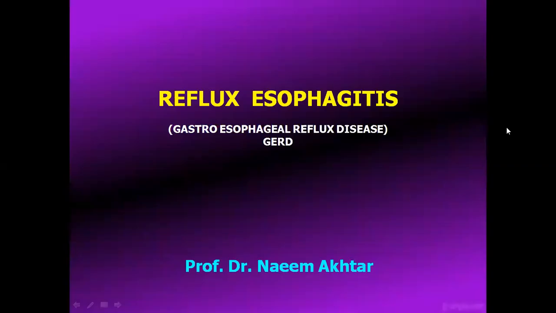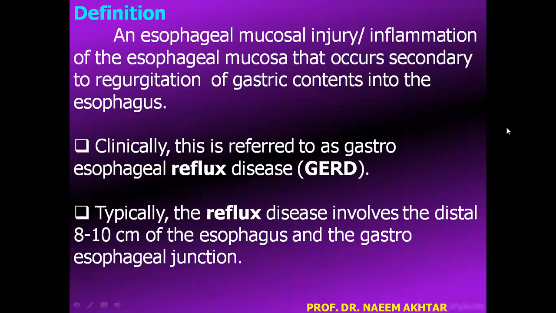The second disease which is going to be discussed now is reflux esophagitis. This is also named gastroesophageal reflux disease, commonly known as GERD. GERD is an esophageal mucosal injury or inflammation of the esophageal mucosa that occurs secondary to regurgitation of gastric contents into the esophagus. Clinically, this is referred to as gastroesophageal reflux disease. Typically, the reflux disease involves the distal 8 to 10 centimeters of the esophagus and the gastroesophageal junction.